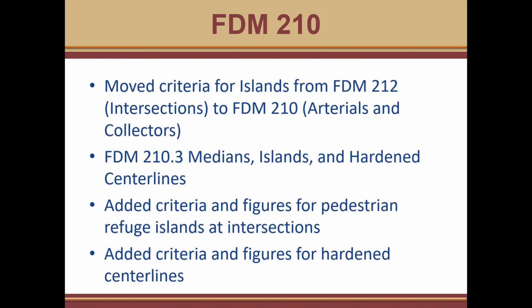One of the biggest changes to Chapter 210 was that we moved criteria for islands from FDM 212, which is the intersections chapter, to FDM 210, arterials and collectors. This was done because there is also island criteria for mid-block crossings, and it was a better organization and fit.